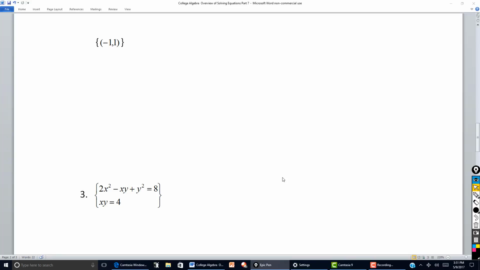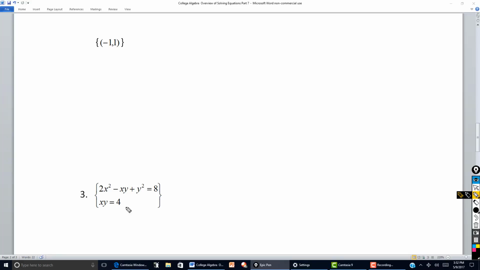Let's go to the next one. 2x squared minus xy plus y squared is equal to 8. The first equation is second degree. In this case, the second equation is also second degree because it's x times y. So that term has a degree of 2.